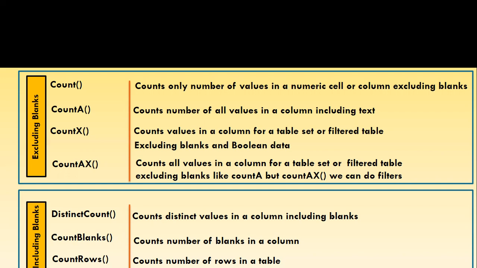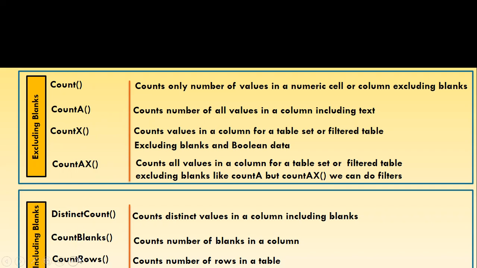Even in the case of COUNTX, it doesn't count the blank values. It also excludes the Boolean data. It will not work with Boolean data, the COUNTX function. COUNTAX is similar to COUNTA, all data types. It works with all the data types. Since it ends with X, it's an iterator function, so you can use an expression. Instead of using a single column, you can use an expression itself in this one.